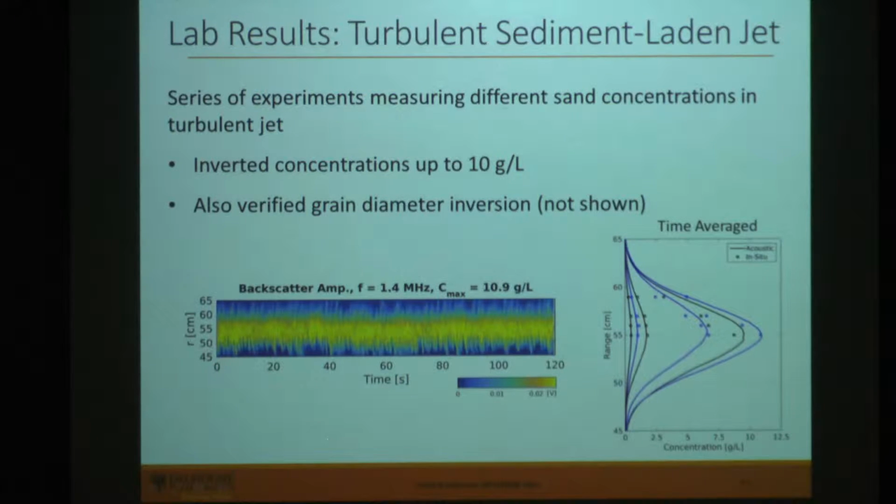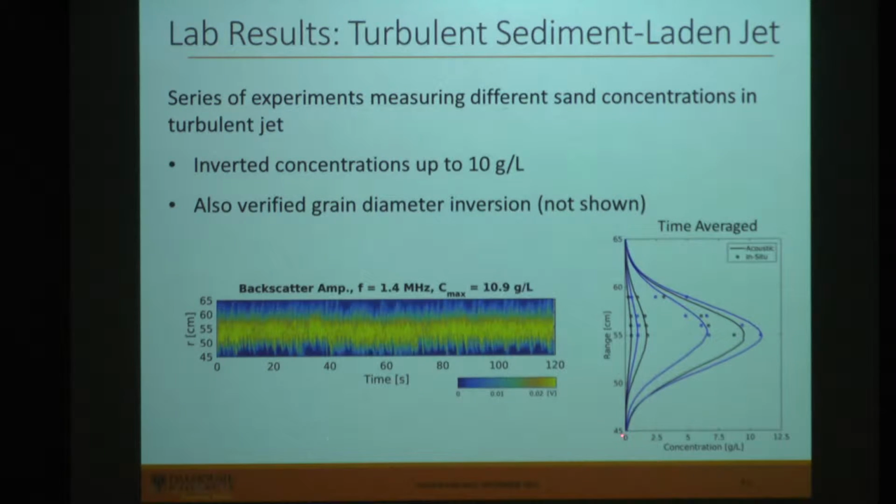So as I said, I did a series of experiments with this setup where we used natural beach sand with known diameters, and we put in different amounts of sand into the system and then tried to invert for the sand concentration and size. So we got up to 10 grams per liter sediment concentrations, which is roughly the limit of the single scattering assumption. And here's some of those results.